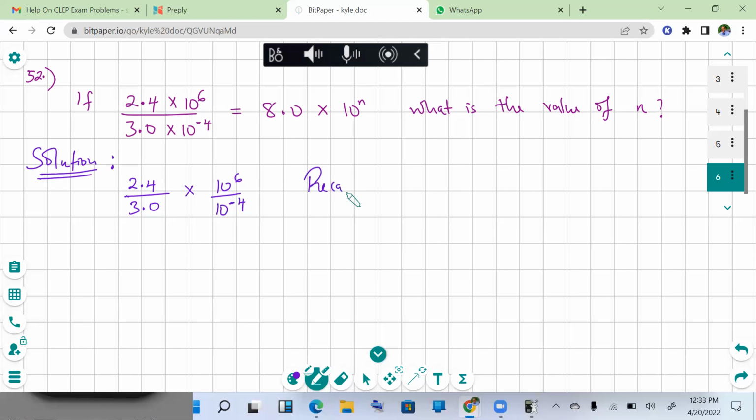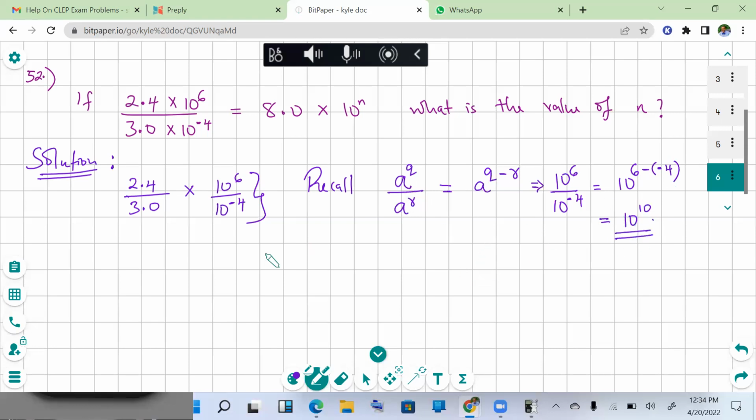But now recall that we have a formula that states that if you have a to the power of q divided by a to the power of r, then your answer will always be a to the power of q minus r. So let us think about this part. 10 to the power of 6 divided by 10 to the power of -4 is actually 10 to the power of 6 minus -4. And 6 minus -4 is 10. So this is going to be 10 to the power of 10.